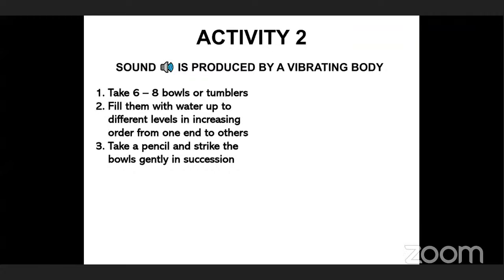Now, once again, we are going to see with the help of a second activity that sound is produced by a vibrating body. Here, students, again, we'll make our scientific imagination strong. We are going to take 6 to 8 bowls or tumblers, fill them with water up to different levels in increasing order from one end to the other. Just imagine that you have taken 6 glass bowls and poured water in them in increasing order. Now take a pencil and strike the bowls gently in succession.